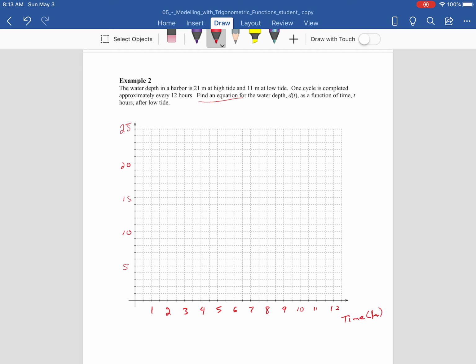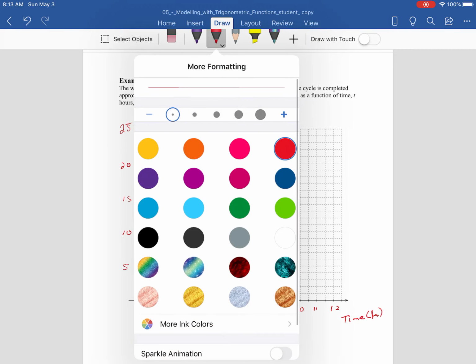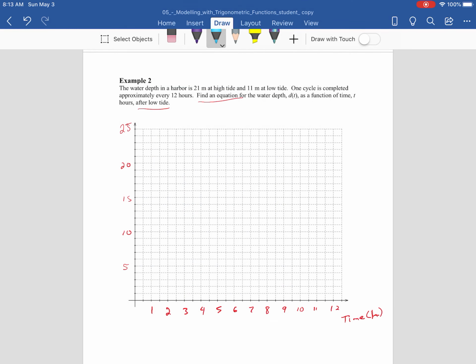Now, so I know the amplitude, I know the high and the low, and I know the period, which is one cycle is completed every 12 hours. But the question is where to start. Oh, it does tell me, after low tide. So it says start at low tide. Low tide being, let me switch colors here, we'll go with a nice blue for water, right? Tides here. Start at 11 meters.